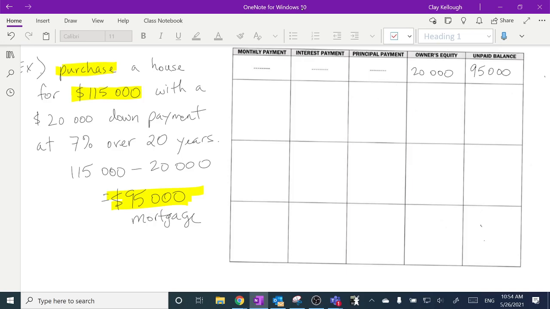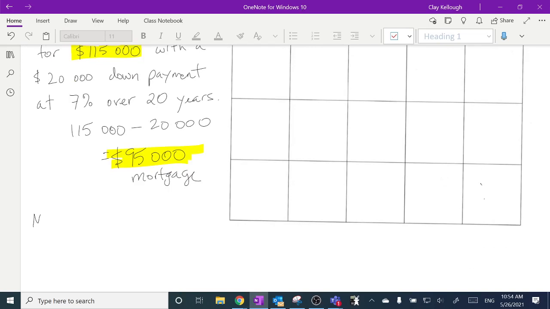Okay? Next, I have to figure out what my monthly payment is. For that, I have to go to table 6, right? So how do I do this? First of all, I need the formula. Monthly payment is the amount of my mortgage, which is $95,000, divided by 1,000, times my table value. So I got to go look that up.